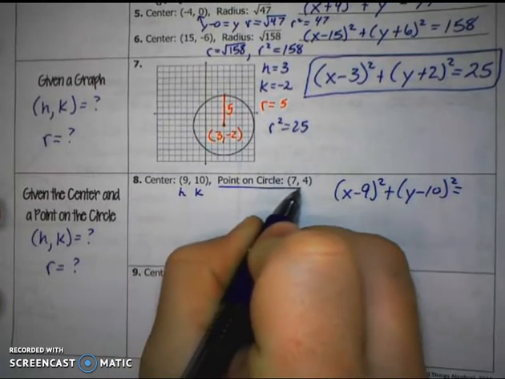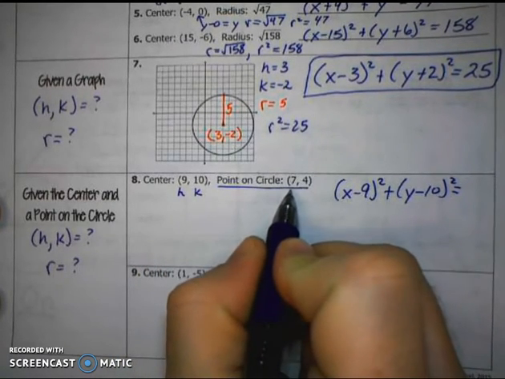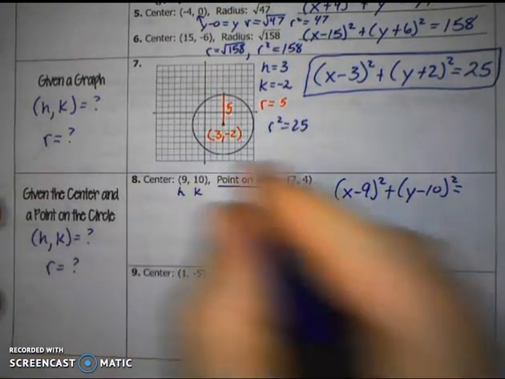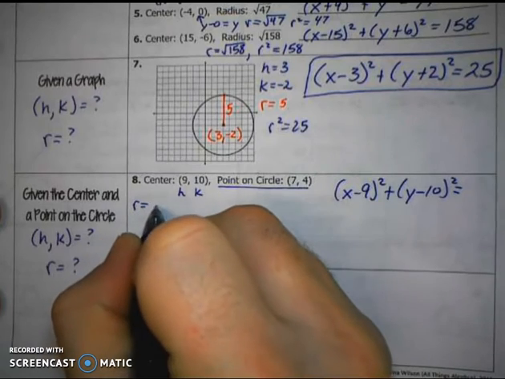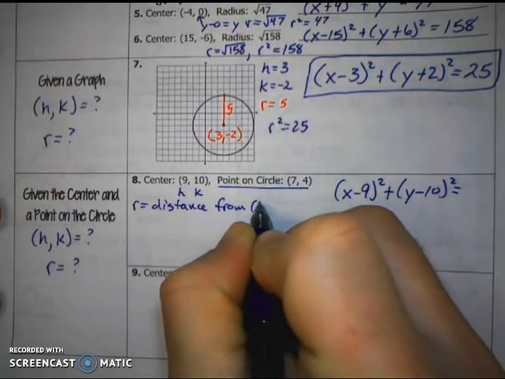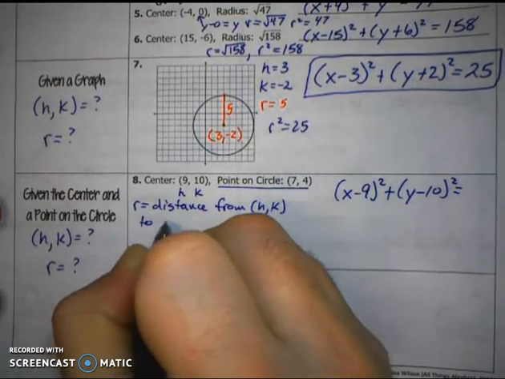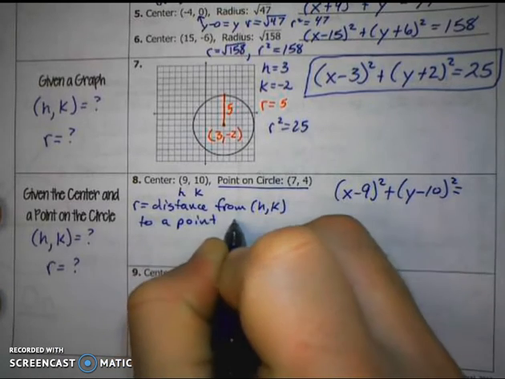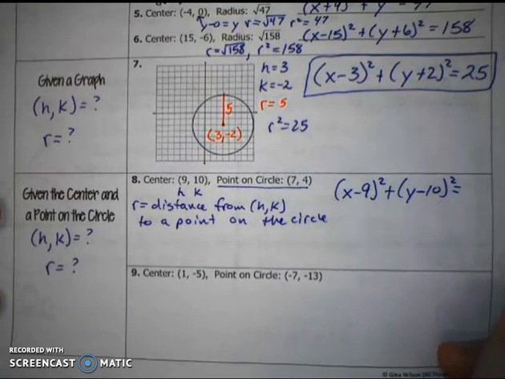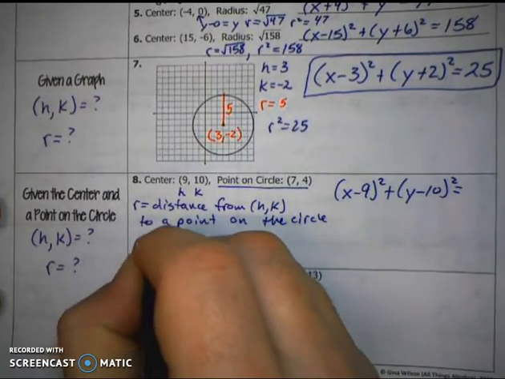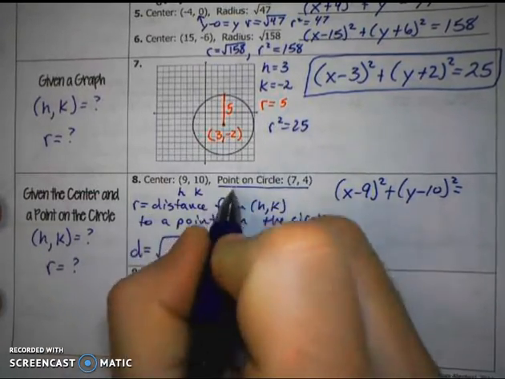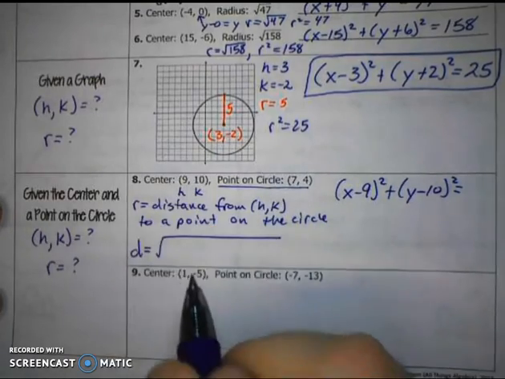They tell you this is a point on the circle. That means the distance from this point back to the center is the radius. So even make a little note of that. The radius is the distance from (h, k) to a point on the circle. So we can use our distance formula to find what the radius is. The distance from this point to the center point is the radius.